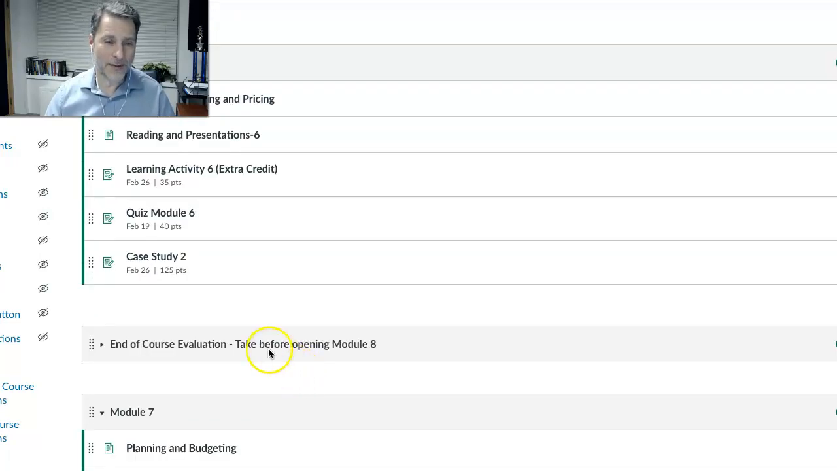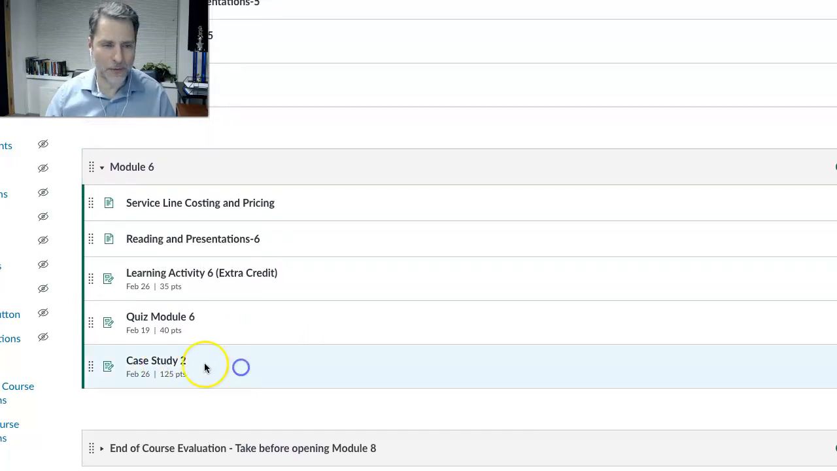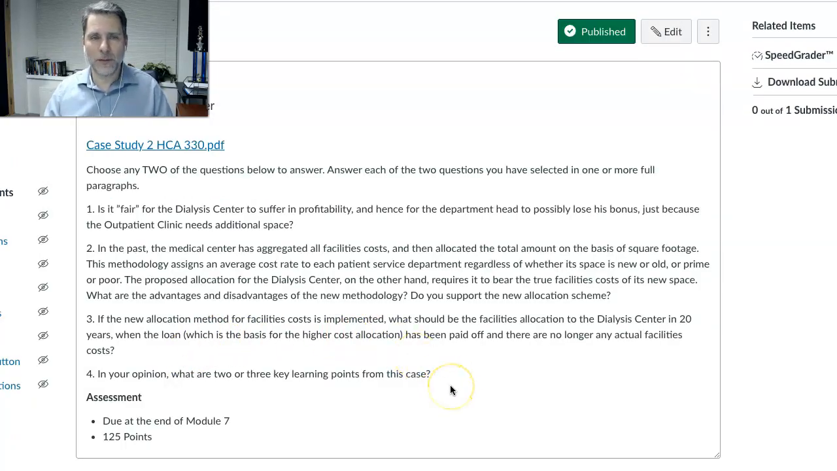Also, we have another case study coming up, and you probably have already looked at it, but case study number 2. And this one is a little bit different, so just remember to read the instructions. It's really that simple. In this one, you're going to only pick 2 questions that you like. So you read the 4, pick 2, and answer those 2 questions, as it says here in the instructions, in 1 or more full paragraphs. So at least 1 nice, robust question answered when you're doing these case studies. So that's the first thing I look for.